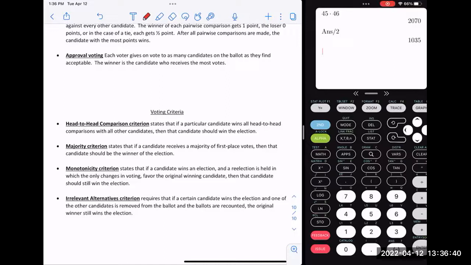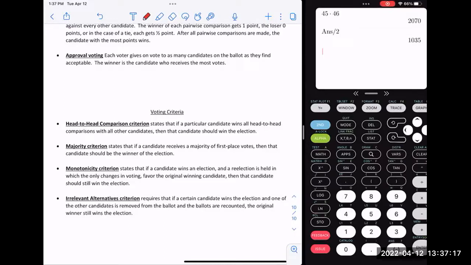So just real quick, just to refresh, the head-to-head comparison criterion just states that if a particular candidate wins all head-to-head comparisons, then that candidate should win the election, right? And that makes sense. That sounds fair. So if there's someone that wins all head-to-head comparisons and they don't win the election, that would violate this criterion because that doesn't sound very fair. The majority criterion states that if a candidate receives a majority, then that candidate should be the winner. So if you do have a candidate that gets a majority and someone else wins, that would violate this.